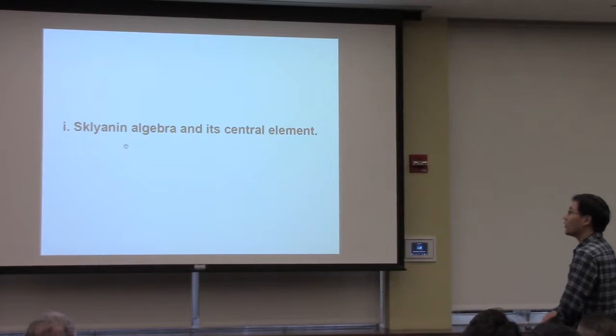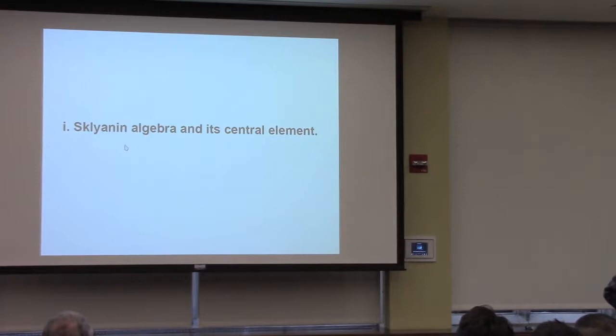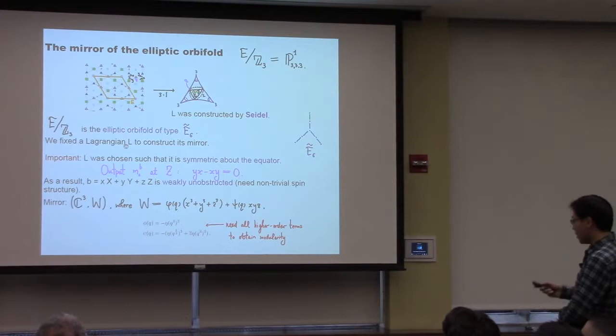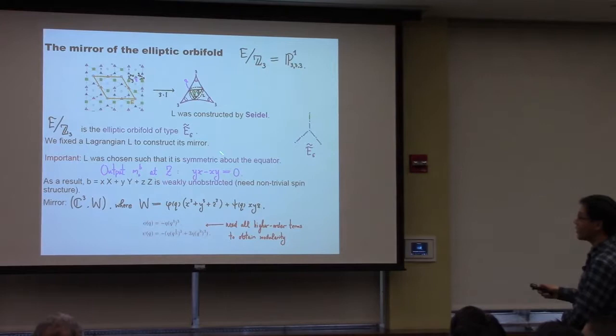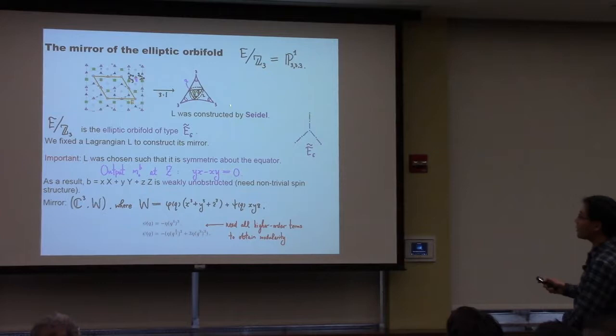Okay, so then I will go to some interesting geometries to apply what we are constructing. So let's look at this elliptic orbifold, the quotient by Z3. This is past work with Cheol-Hyun Cho and Hansol Hong and Siu-Cheong Lau, where we use the Lagrangian constructed by Seidel to hook up its mirror, the commutative mirror.